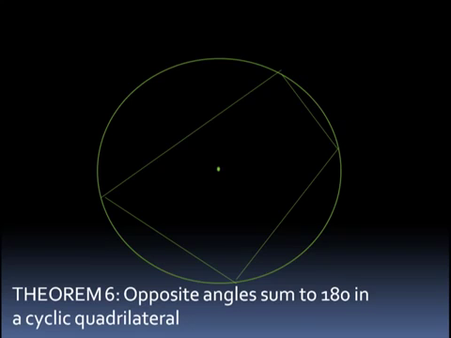All four vertices must be touching the circumference. So if you look at this four-sided shape, this is the vertex here. It's another vertex here of the quadrilateral. This next vertex of the quadrilateral, and this is the next vertex of the quadrilateral.